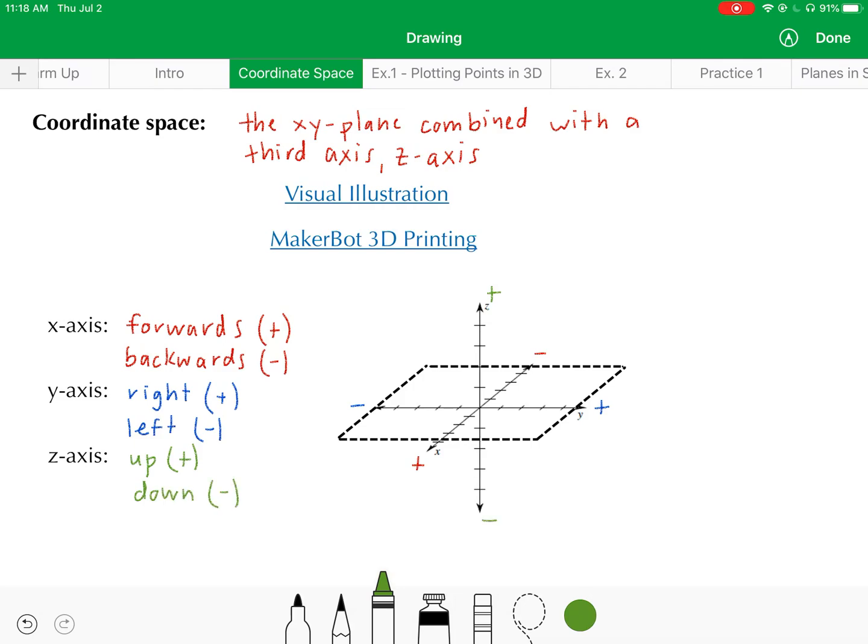Okay. And then you can kind of see the parallelogram that I have drawn within the coordinate space there. That dashed parallelogram, that is a representation of the XY plane, the coordinate plane that you've been working with for several years now. So it kind of gives you an idea of how that coordinate plane fits into this representation of the coordinate space. Okay.